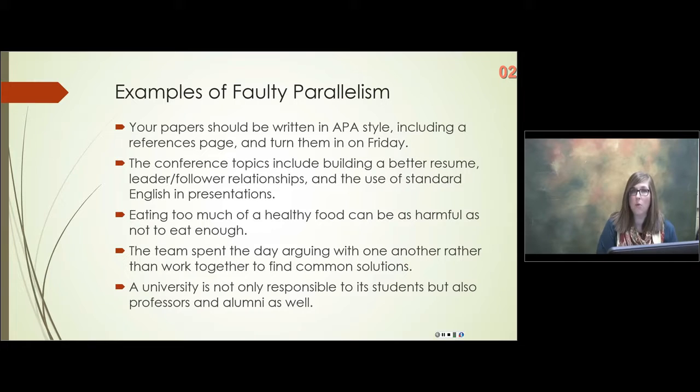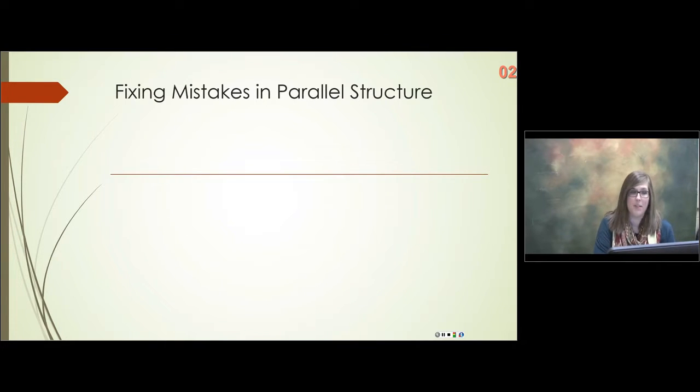Again, your grammatical ear, if you're a native speaker of English, may have caught that. If you're a non-native speaker of English, you might not have caught that. But parallel structures can affect both native speakers and non-native speakers of English. So don't worry if you didn't catch it, and don't feel too comfortable if you did catch it. The last one: a university is not only responsible to its students, but also professors and alumni as well. That might sound okay to you, but it's not parallel. So let's fix these mistakes.